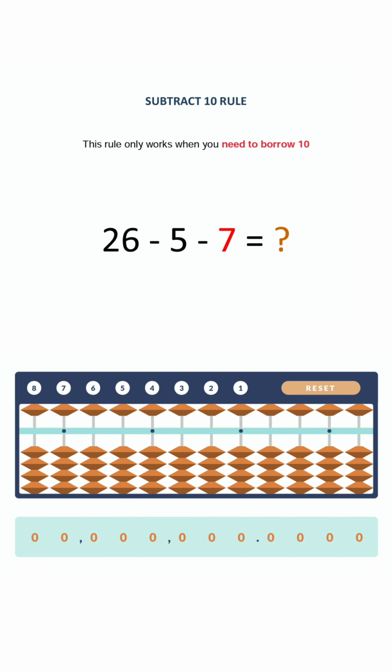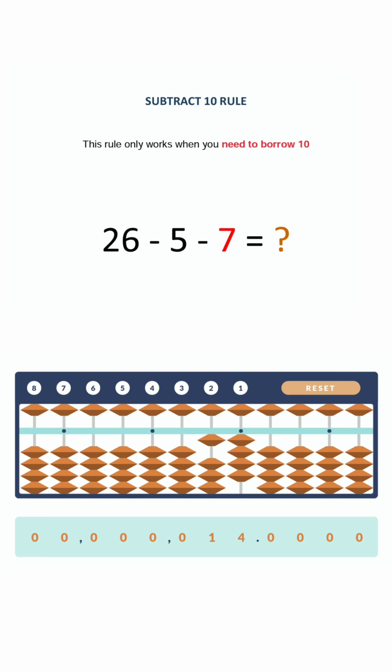This time we have 26 minus 5 minus 7. So first, we're going to add our 26 to the abacus. This time, we can take away 5 from 6, so there is no need to borrow a 10. We are simply able to do it right away. However, for the final number, the 7, we cannot take away 7 from 1. So in this instance, we have to borrow a 10 again. And because we borrowed a 10, we need to add something again. 7 plus 3 equals 10, so we're going to add 3 to the problem. And because it is, the final answer is now 14.